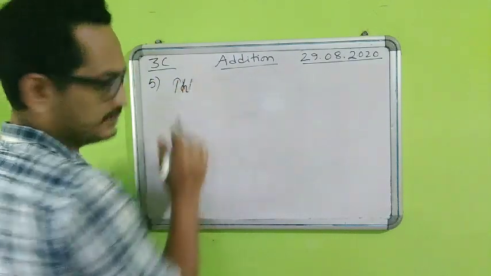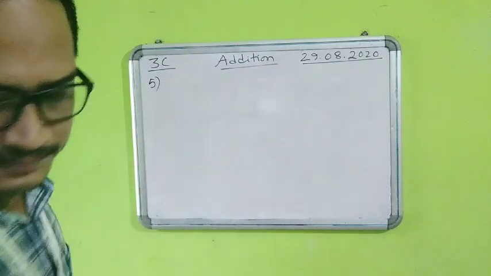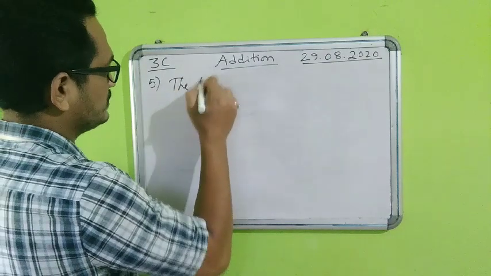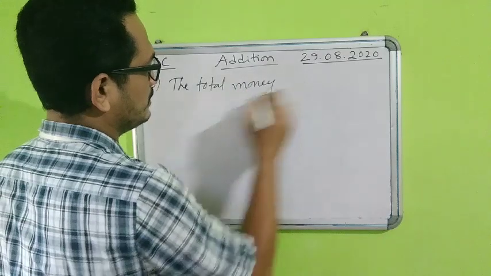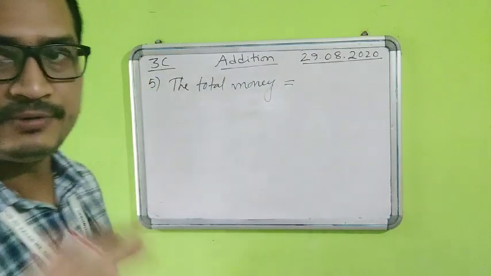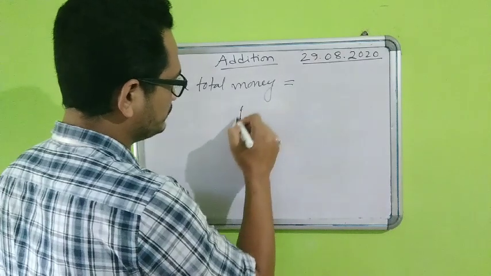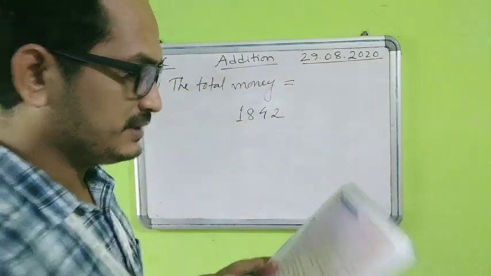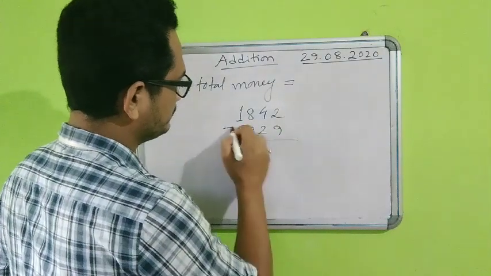The total money equals. Now we need to add both the money amounts, that is 1842, and the second amount is 5829. Now let us add both the numbers.